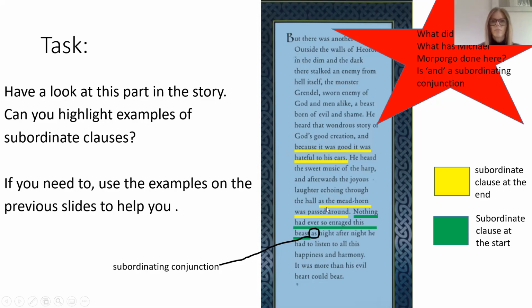Here we go. He heard the sweet music of the harp, and afterwards the joyous laughter echoing through the hall, as the mead horn was passed around. So then you've got another example of a subordinate clause here. And then finally this one, so these 2 obviously end the sentence, and then this one starts it.